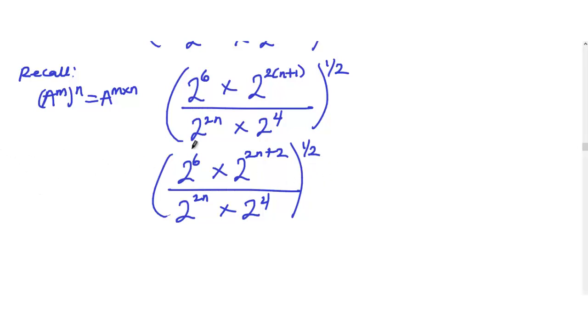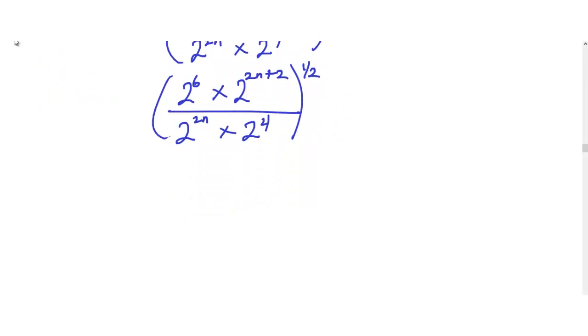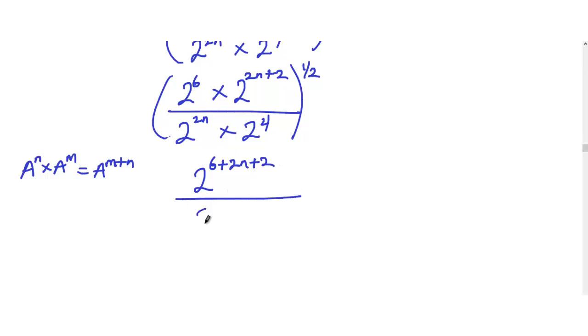So we need to recall something else too. And what is that thing? When you have the same base, if you have a raised to the power n times a raised to the power m, it gives you a raised to the power m plus n. So in this case, this base and this base are the same. So you can have it as 2 raised to the power 6 plus 2n plus 2, then divided by this one will give us 2 raised to the power 2n, right? Plus 4, right? All raised to the power of half.